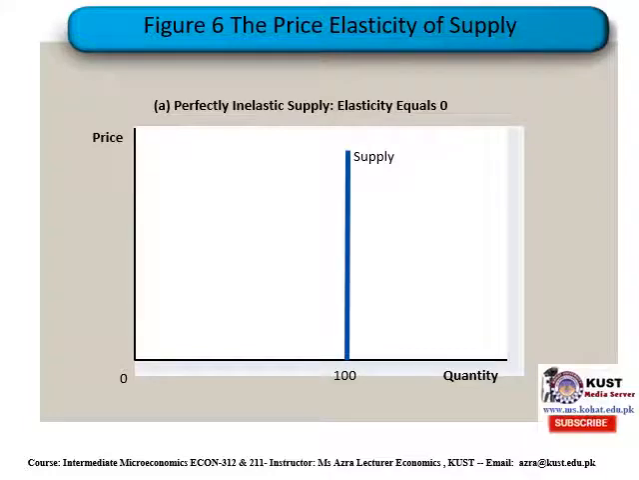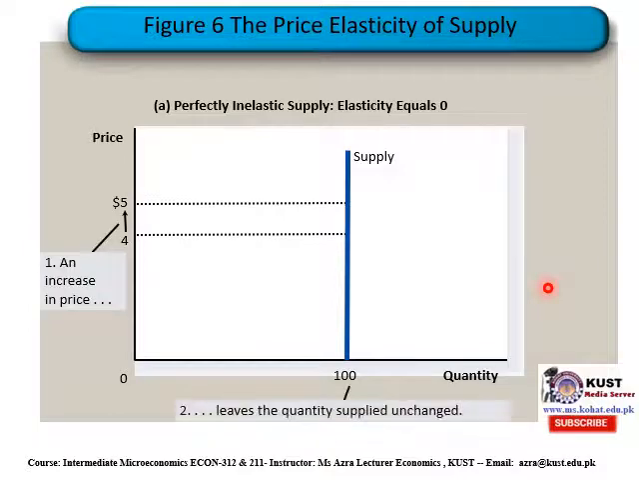Here is the case of a perfectly inelastic supply curve. Due to an increase in price level, the producer will not be able to increase the supply because here it is a perfectly inelastic supply curve. There will be no change in the supply of that good. Here you can see that if the price of any good increases from $4 to $5, supply will always be 100 units, at the price of 4 as well as at the price of 5. Quantity supplied is constant here despite the increase in price.